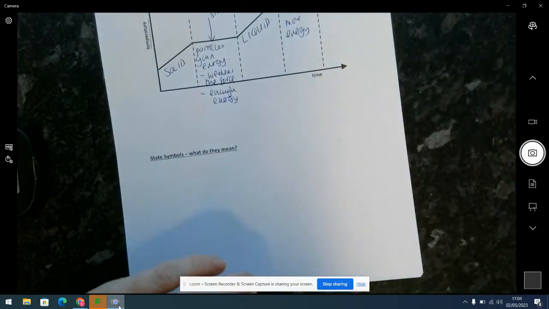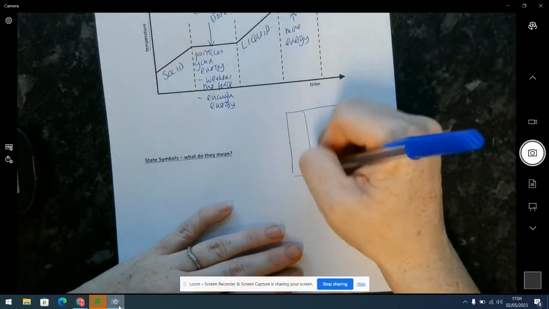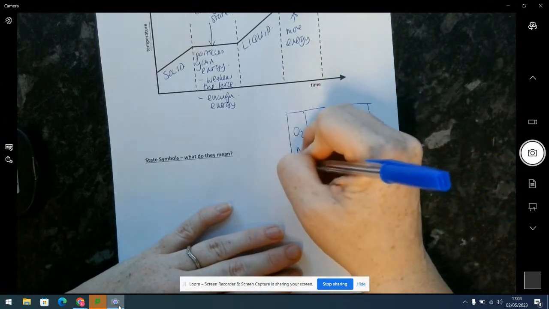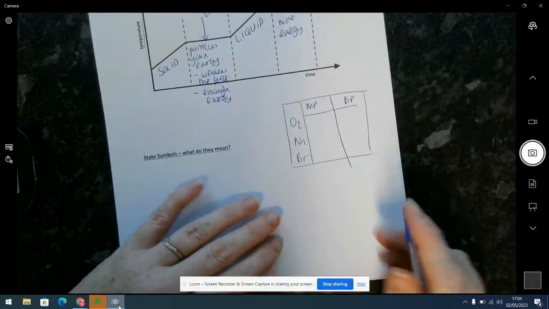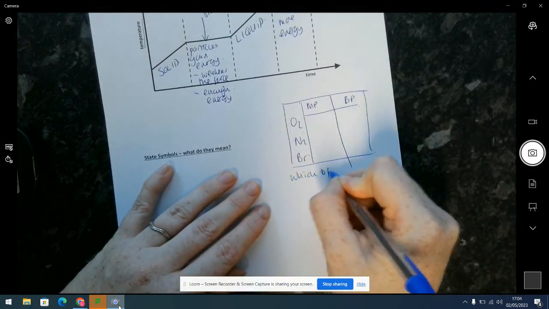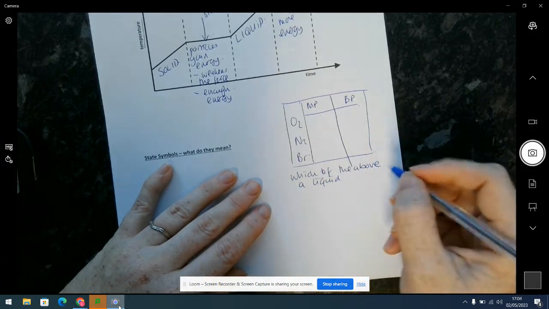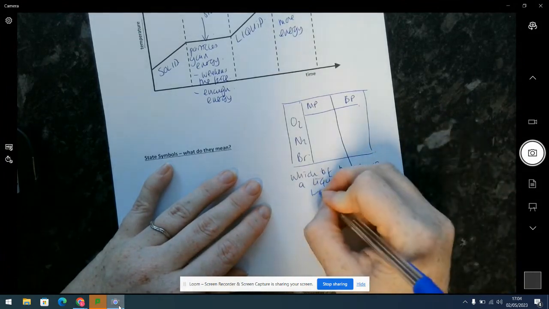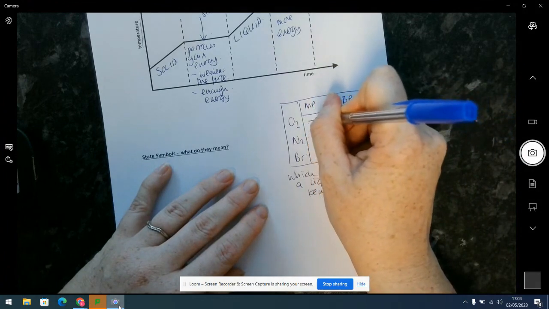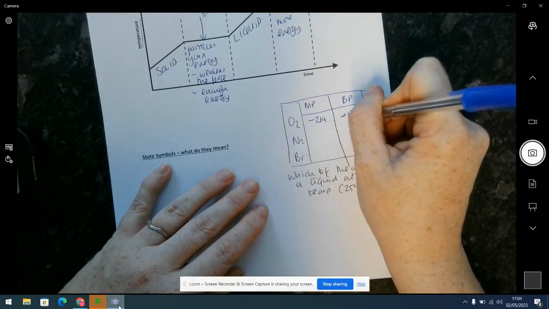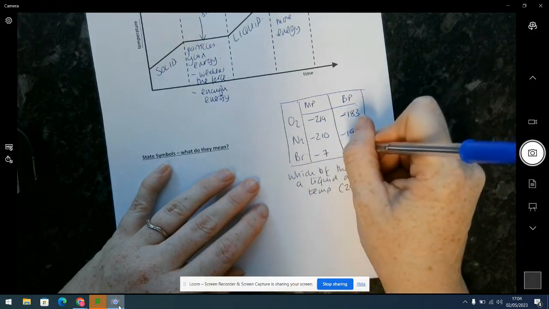Now, types of questions you generally get around this are usually data questions where you've got a table and you might be given, for example, oxygen, nitrogen and bromine, and they give you the melting point and the boiling point of the substances, and they might say to you, which of the above is a liquid at room temperature. So room temperature is around about 25 degrees Celsius. So the melting point of oxygen is minus 219. The boiling point is minus 183. Minus 210, minus 196, minus 7, and 59.